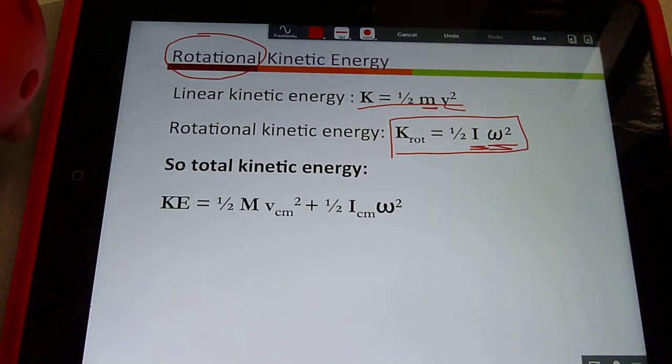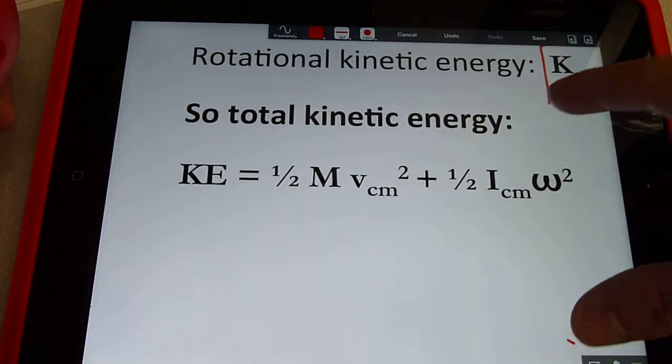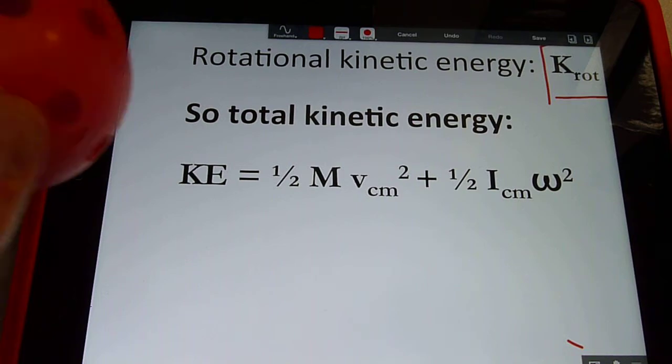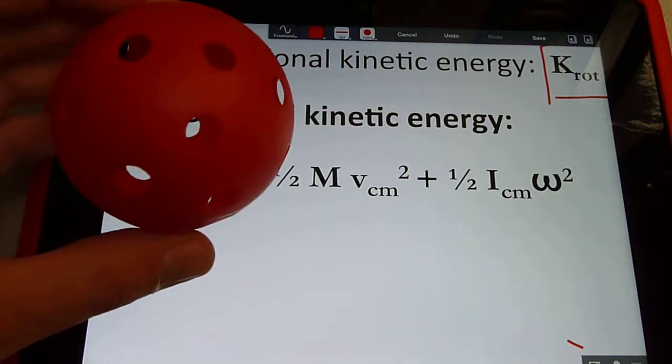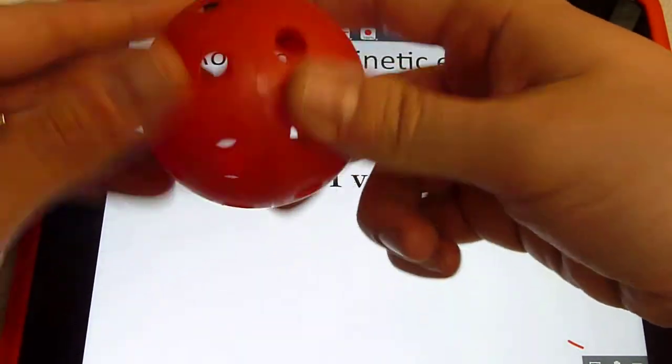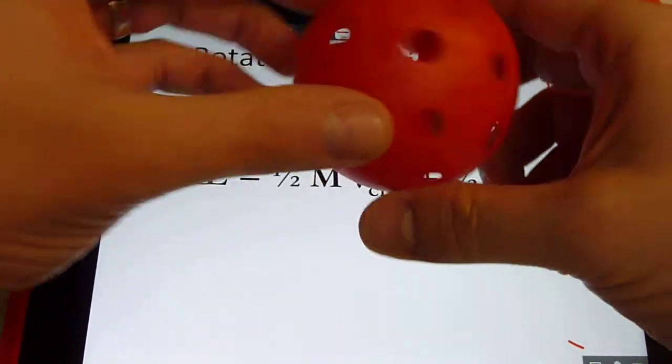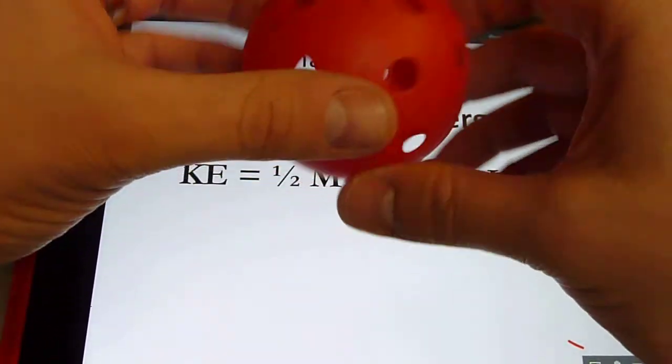Now, this means then that an object can have both kinds of kinetic energy, can't it? Because I could have the center of mass moving, and it could be spinning at the same time. So not only could I picture something like a curveball flying through the air that is rotating as well as moving from left to right, but it's also spinning.